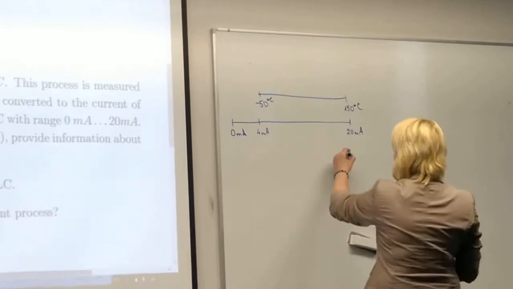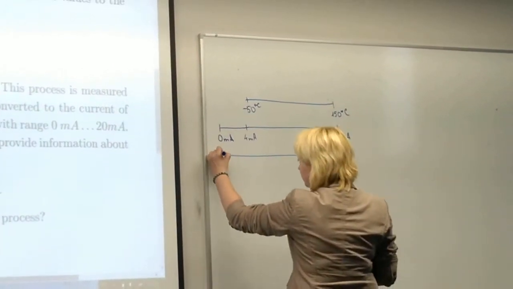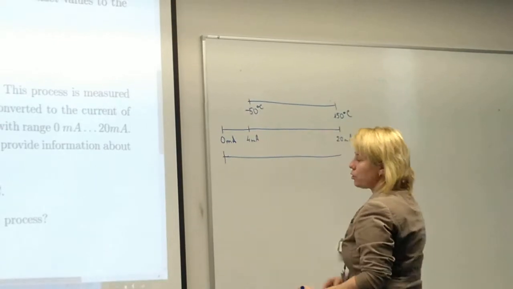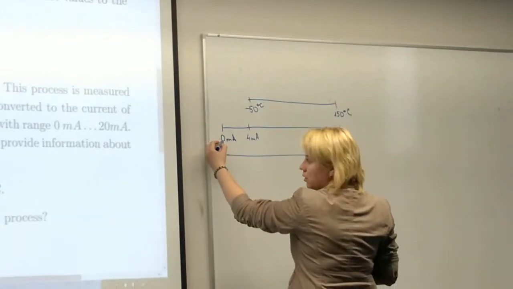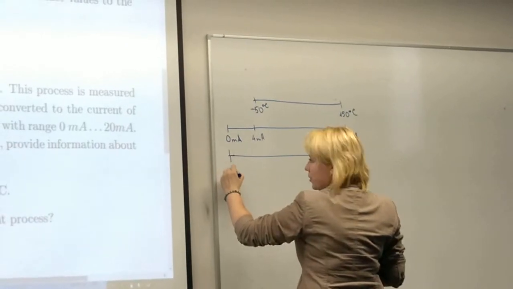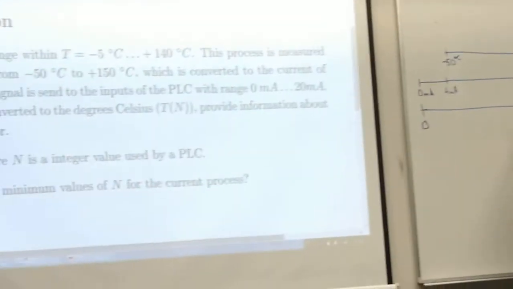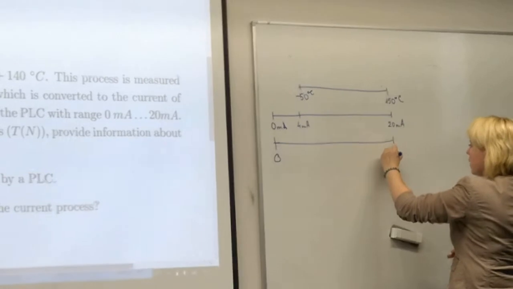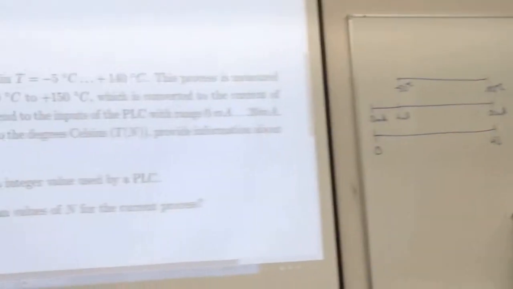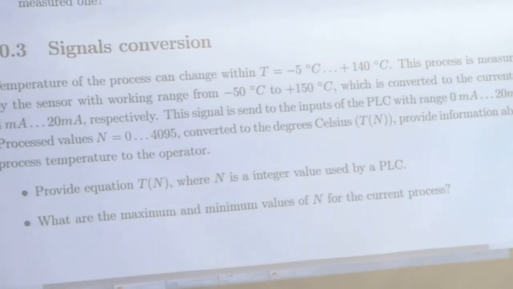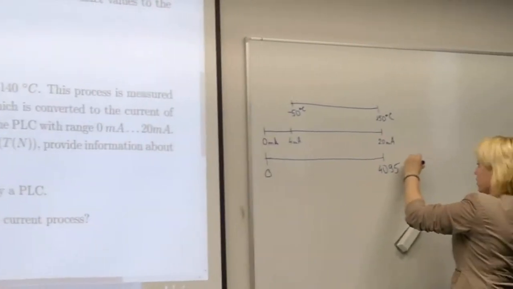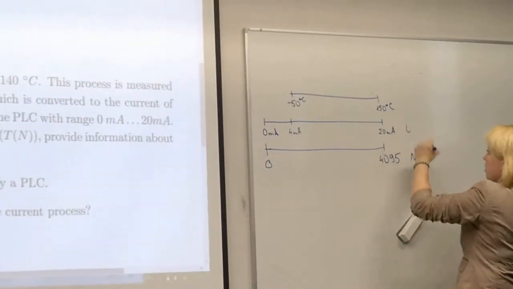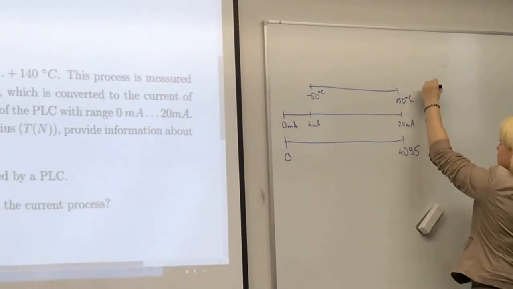So in our case here, according to such an input module, for 0 milliamperes we will have 0, and for 20 milliamperes we will have 4095. This is the number, this is current, and this is temperature.